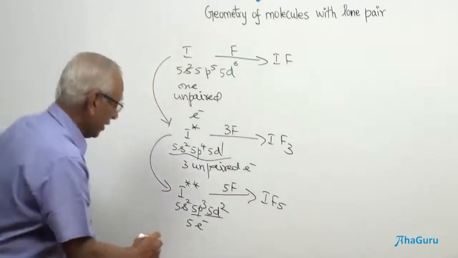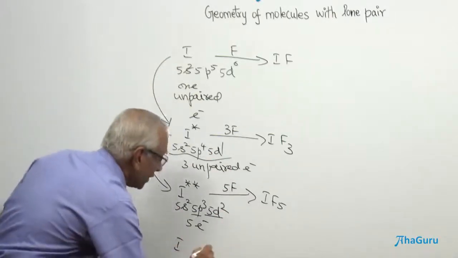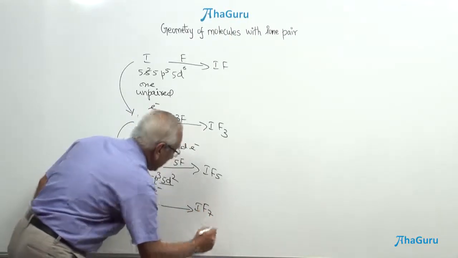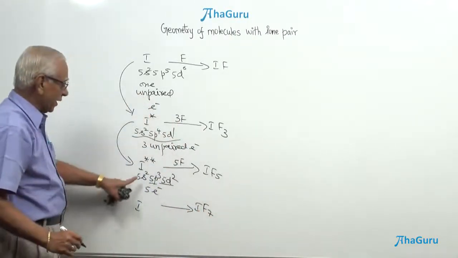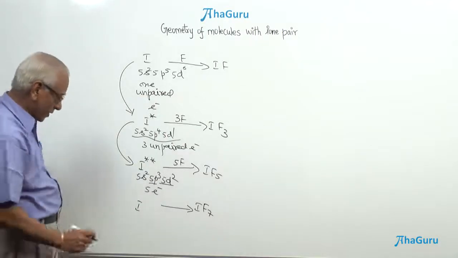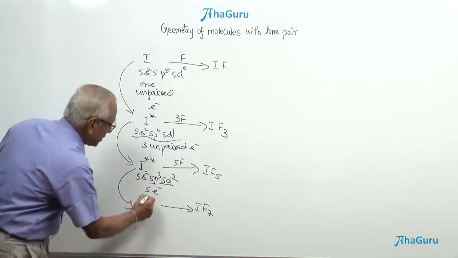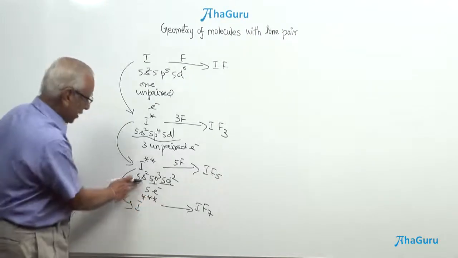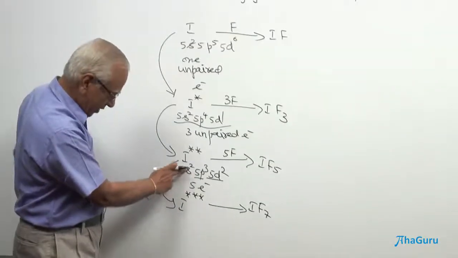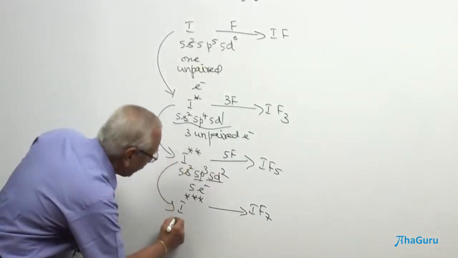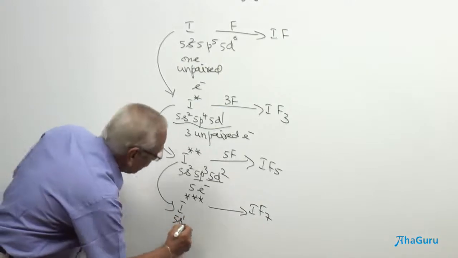to form this. And finally, if iodine were to form, my dear students, IF7, all the 7 electrons should be single electrons. How is it possible? Again it is excited and iodine is taken to the third excited state. What is the third excited state? This is going to be uncoupled and promoted to this. Therefore, I am left with 1 electron, the 5s.